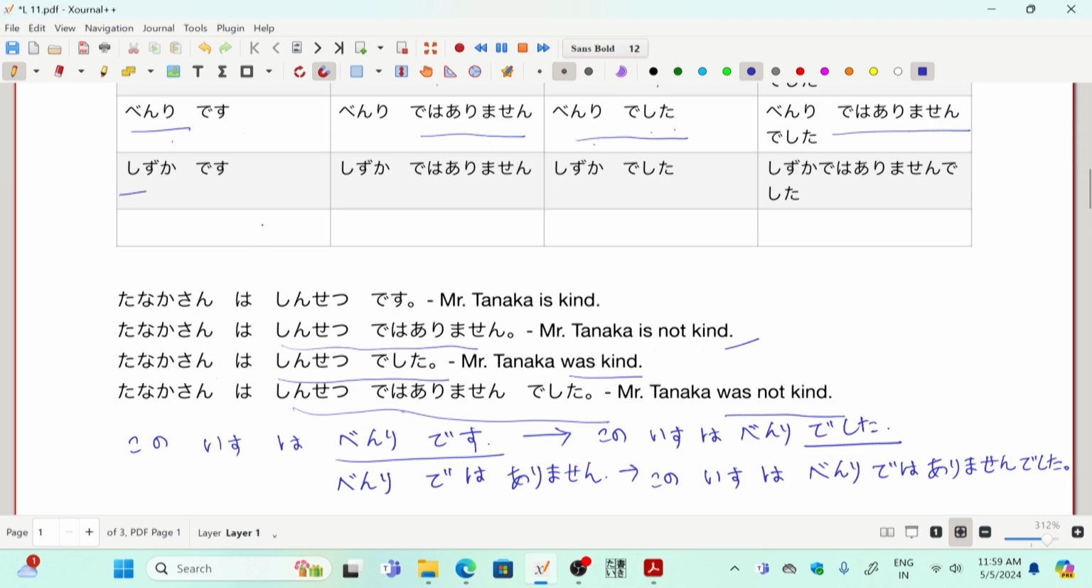The next example is shizuka. Shizuka is quiet. So shizuka desu. Negative is shizuka deva arimasen. Past is shizuka deshita. Past negative is shizuka deva arimasen deshita.